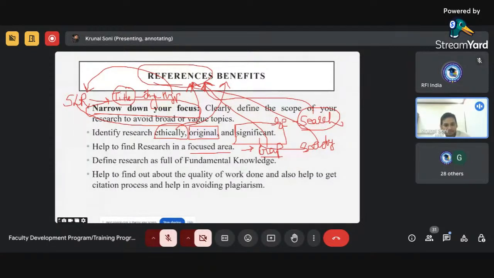Are you talking in terms of journal publication? Are you talking in terms of conference registration? Are you talking about PhD thesis evaluation? Which platform are you talking about? Yes sir, I am talking about the title registration.